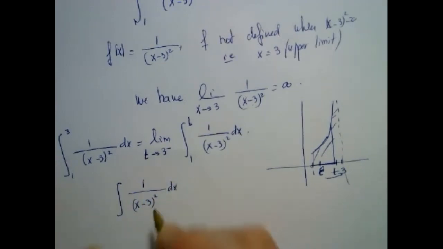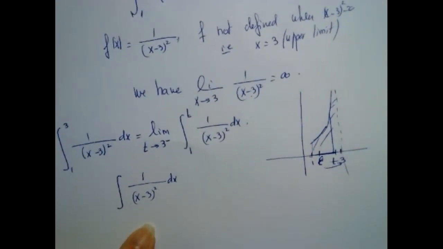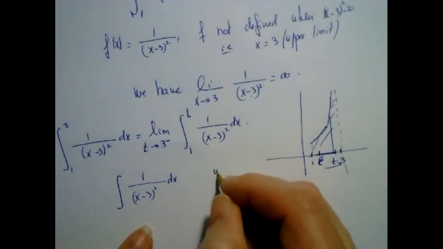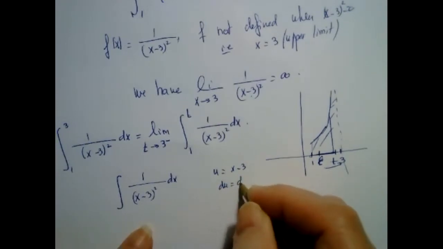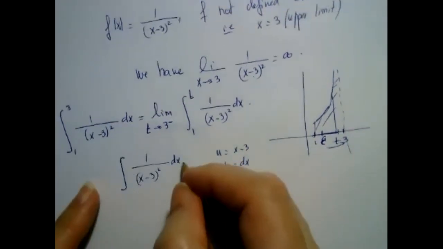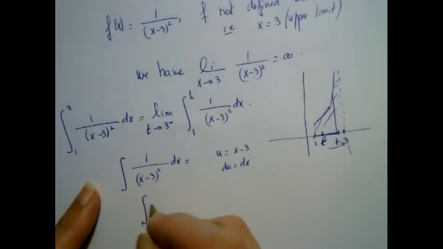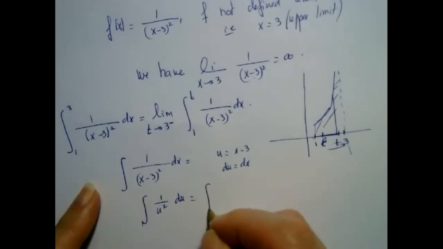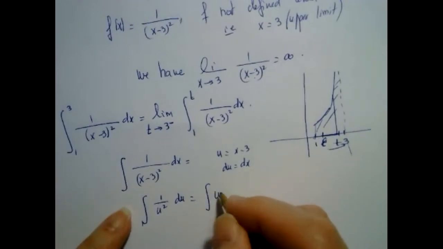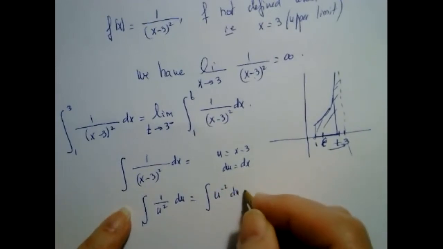So first, let me focus on that. How can I find the antiderivative of this very quickly? U substitution. Let u equal x minus 3. Absolutely correct. du is the dx. So this would give me 1 over u squared du. That's not a natural log. Be careful, not every 1 over u gives me a natural log.